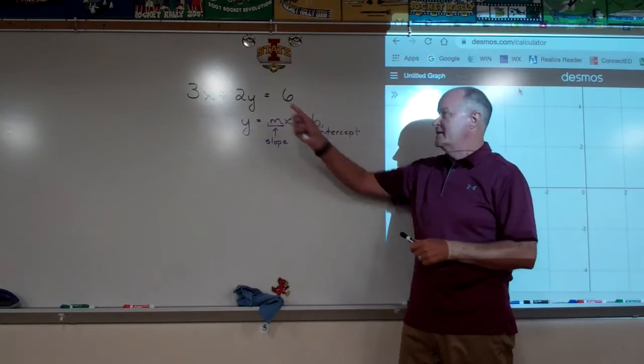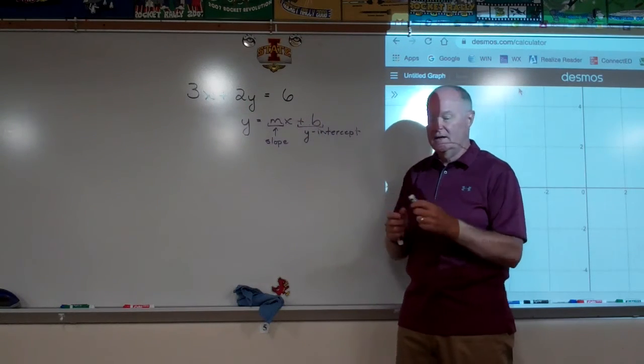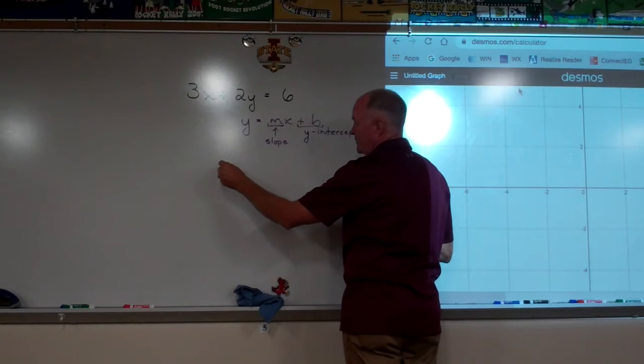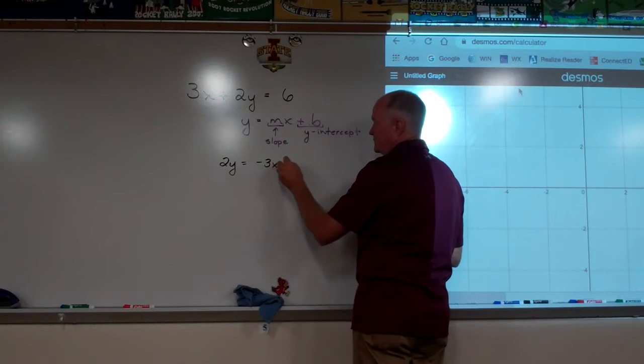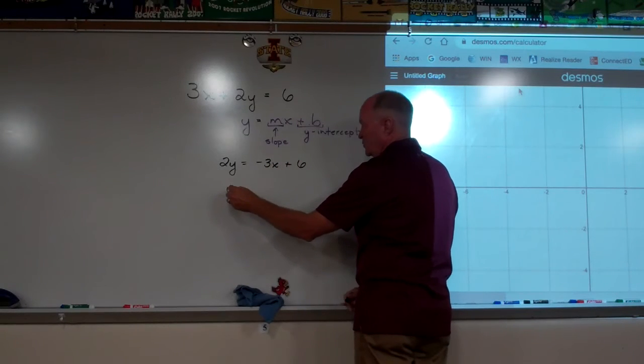So, if I take this whole thing up here and get it into y equals, I got to move the 3x over, and then divide by 2.